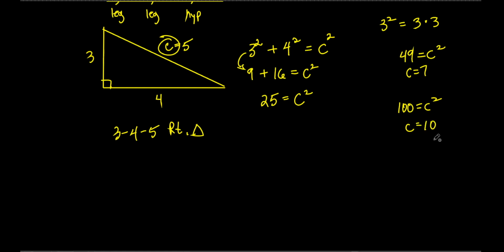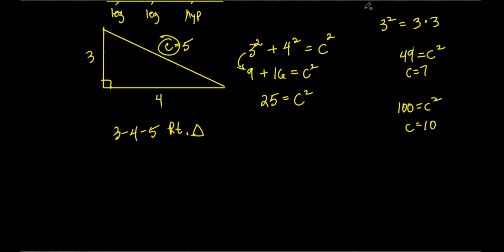It's not half. We're not taking half. Did we take half of 49? No. That's a common mistake, and that's why I pointed it out, because it's a mistake that people make. They think, oh, we just take half of it. No, it's not half. It's what number times itself is equal to 100. Well, 10. 10 times 10 is 100. 7 times 7 is 49. 3 times 3 is 9.